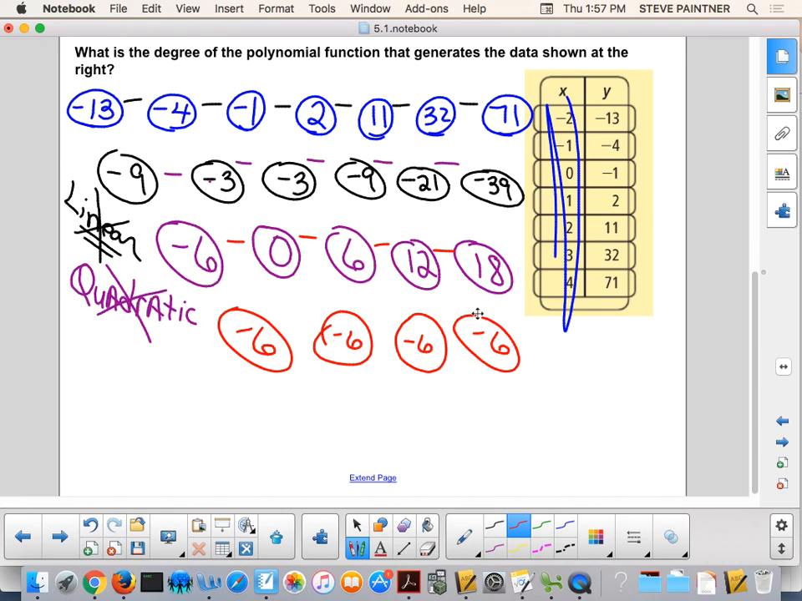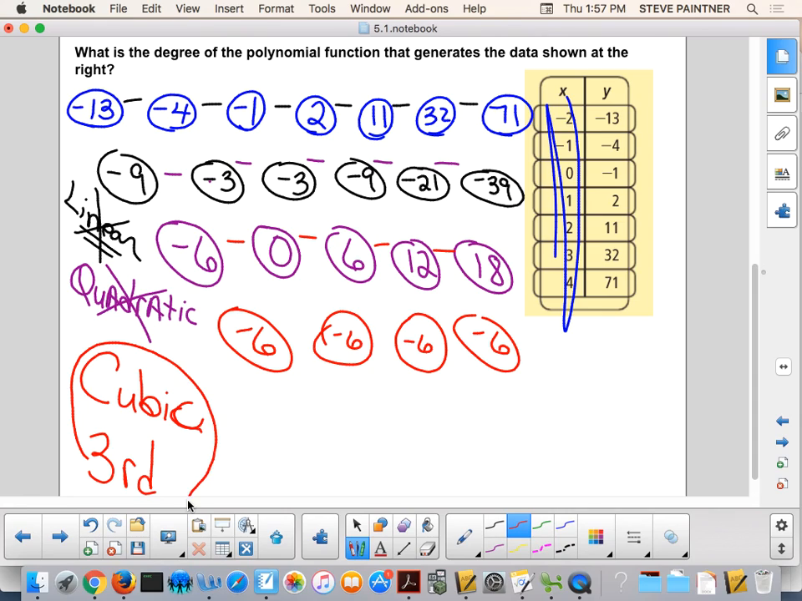Hey, they're all the same. You're going to say it's what? Cubic. Which means it's what degree? Third. It's a third degree cubic function, because it happened on the third try.